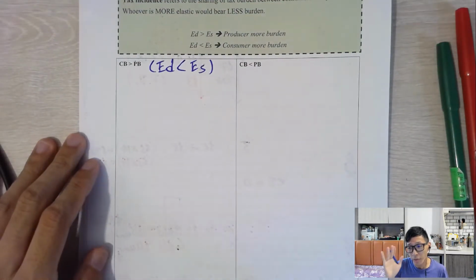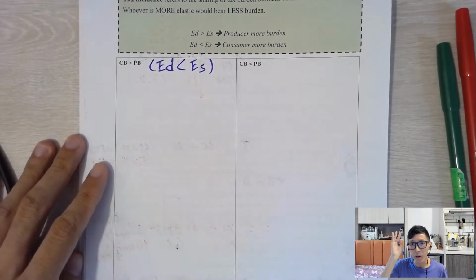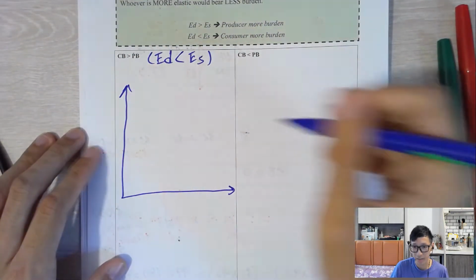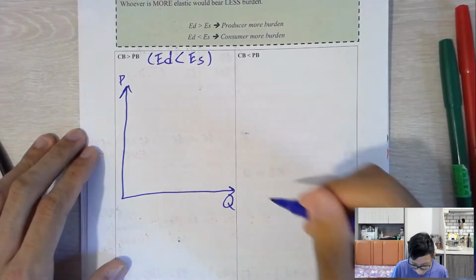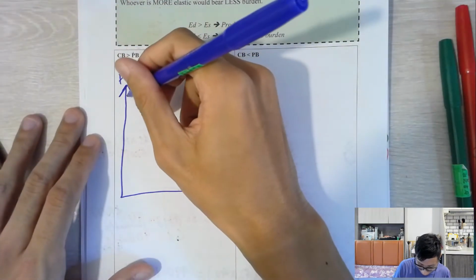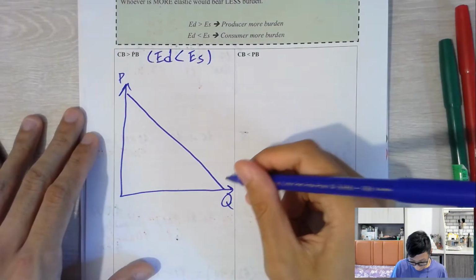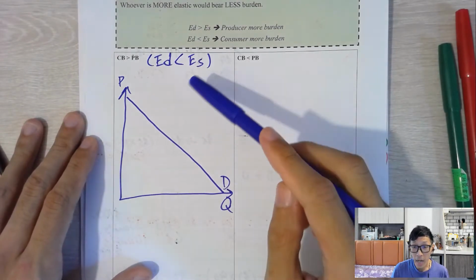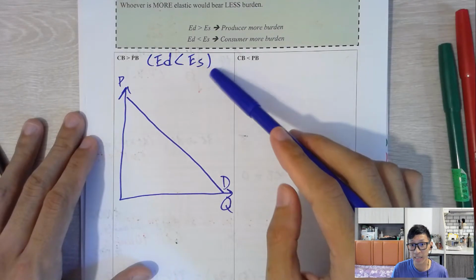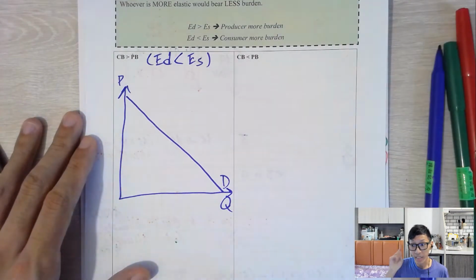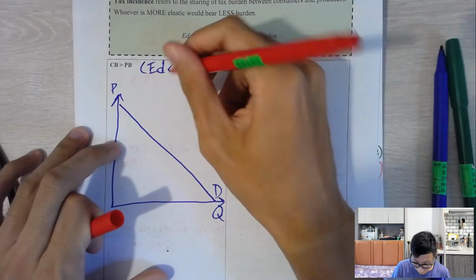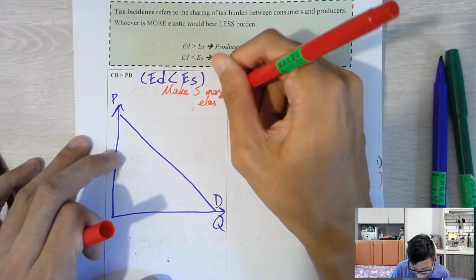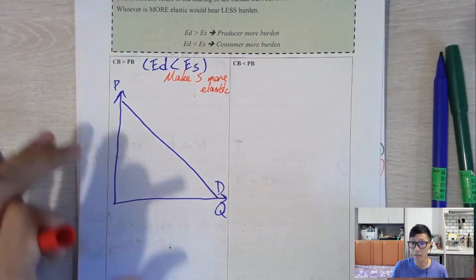Don't draw first. Watch me. Then we play the video. Draw with me. Remember, this is not an extreme case. Therefore, do me a favor: draw demand normally. Yes, I mean it. Draw it normally. Now we want ES to be bigger than ED. So how? The only thing we need to do is to make supply more elastic. We just draw the S curve more elastic.